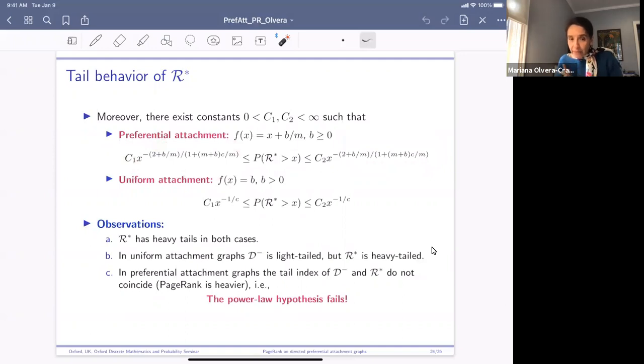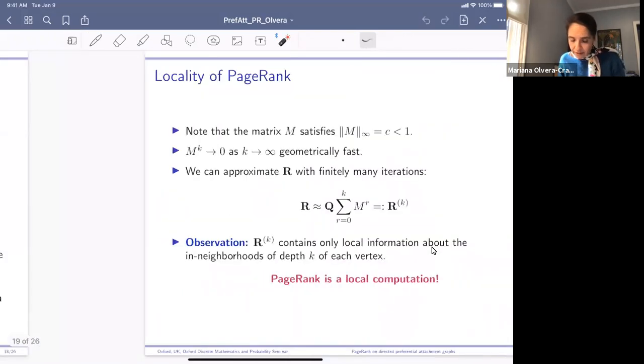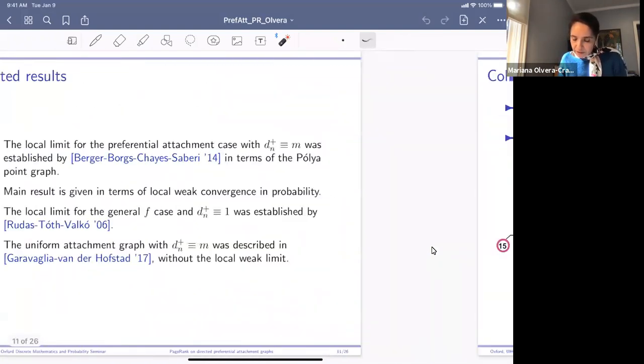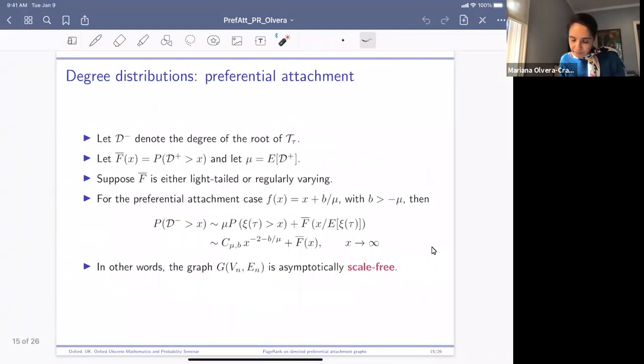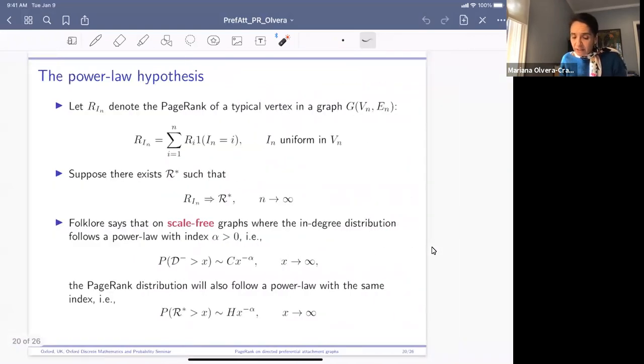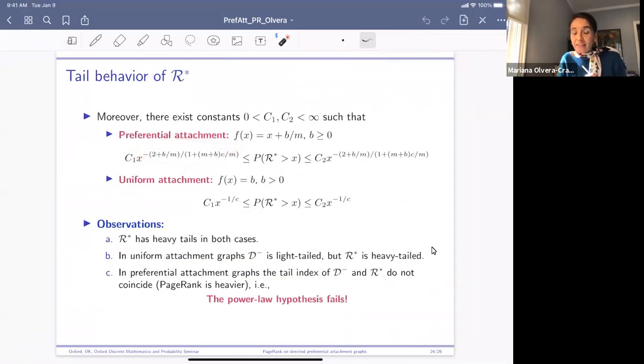And that's expected, that it would be heavy tail. However, remember on the preferential attachment graph, the index, and then let me go back to that, the index of the in-degree is not that. Where was it? Did I already pass it? This is the index. This is 2 plus b over m in this case, and this is different. This is something a lot more complicated. As a matter of fact, it's a lot heavier in general.